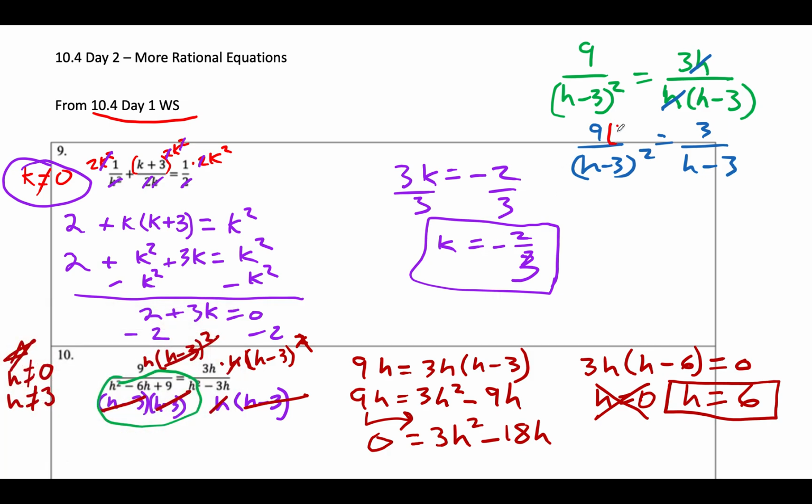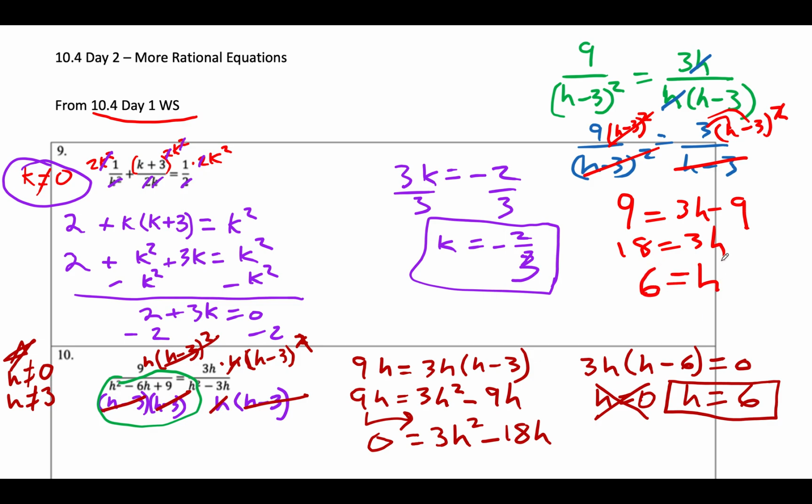So I can go here, (h minus 3) squared, (h minus 3) squared. These go away. 9 equals, one of these goes away, and now look at what I have. I can distribute this. I'll skip that step this time. 3h minus 9, add the 9 over, 18 equals 3h, h is 6, which is the same thing I got down here. But recognizing that I could simplify one of the fractions before I even start actually makes the problem go faster. All right.